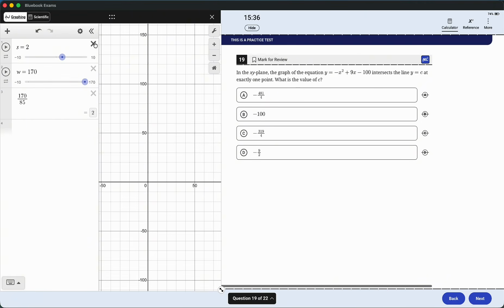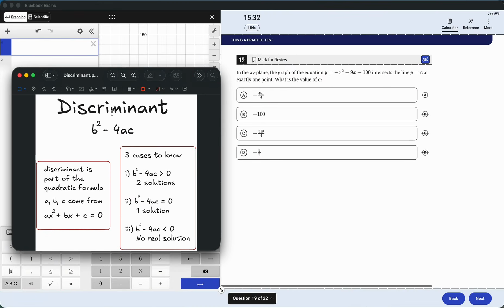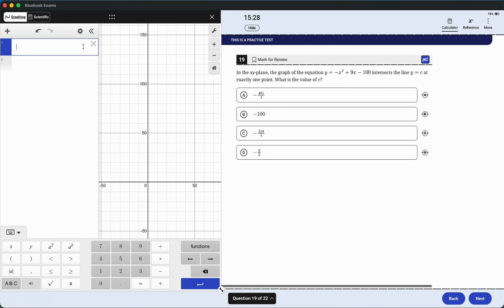Next one here, we get a quadratic and it says it intersects the line y equals c at one point. What's the value of c? Normally this is a discriminant problem, right? If you've seen some other problems or some other videos, you've probably seen us talk about the discriminant. That's what you'd normally have to do if it wasn't multiple choice, which is why most of the time that question is not multiple choice. Because here, this one's really pretty basic now.